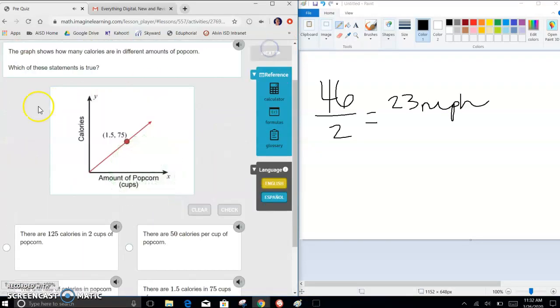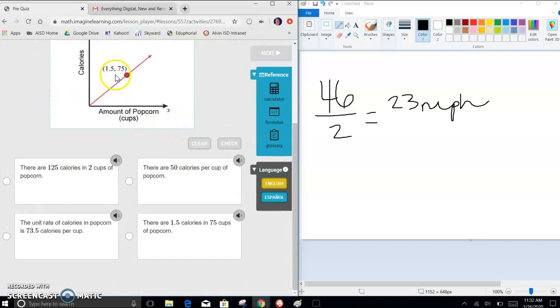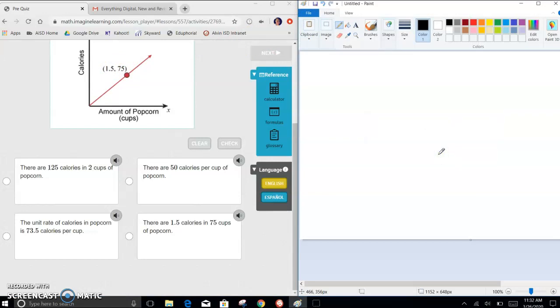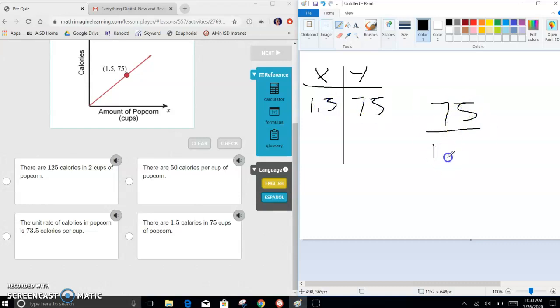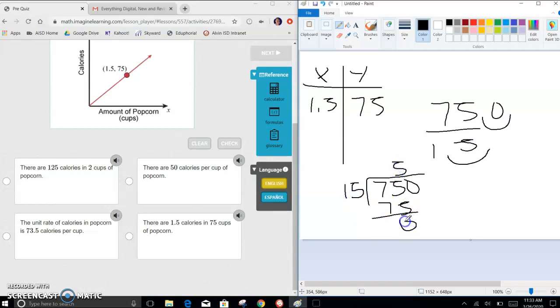Next. All right, the graph shows how many calories are in different amounts of popcorn. Which of these statements is true? So I have 75 and 1.5. I'm doing the same thing. Y over X, guys. Y over X. X, Y, 1.5, 75. 75 divided by 1.5. Move your decimal over 1. Move your decimal over 1. This becomes 750 divided by 15. 5, 75, 0, 0, 0. 50 is my answer. Only one answer says 50. Boom.